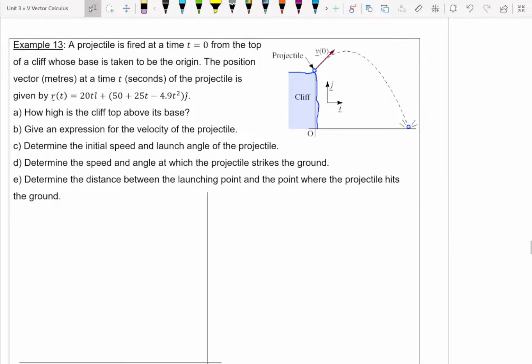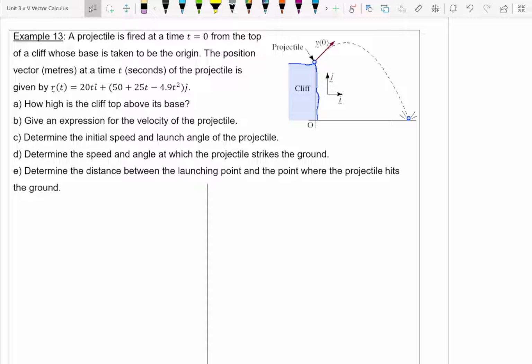Moving on to example 13, the next one. So this time our start is at the top of a cliff. So it's different to the last one because we're not launching it from the same height as where it lands. So we've got a projectile fired at time t equals 0 from the top of a cliff whose base is taken to be the origin. So our origin is down here. The position vector in meters at a time t in seconds of the projectile is given by r of t equals 20t i plus (50 plus 25t minus 4.9t squared) j. So we get that 4.9t squared once again.